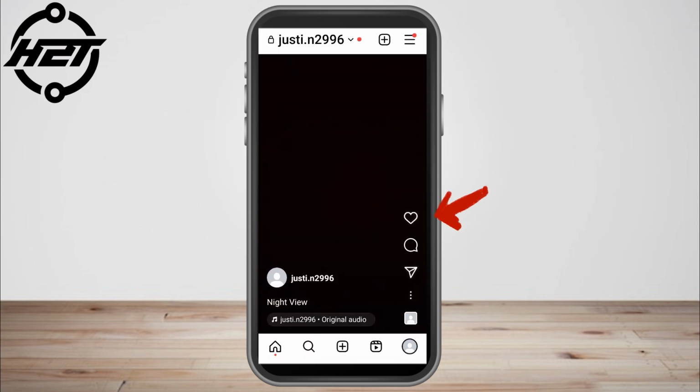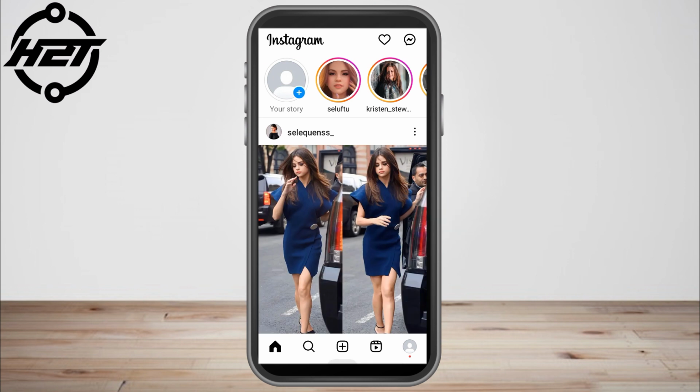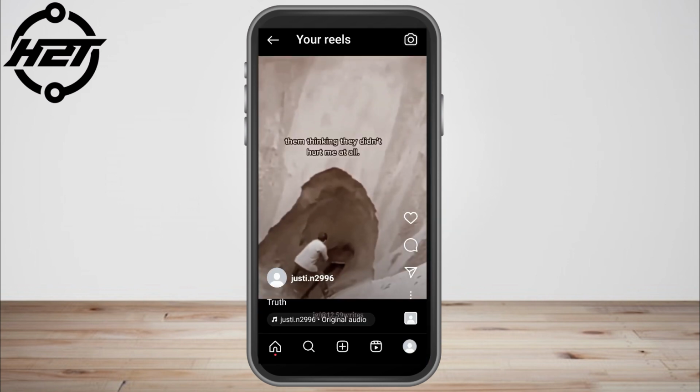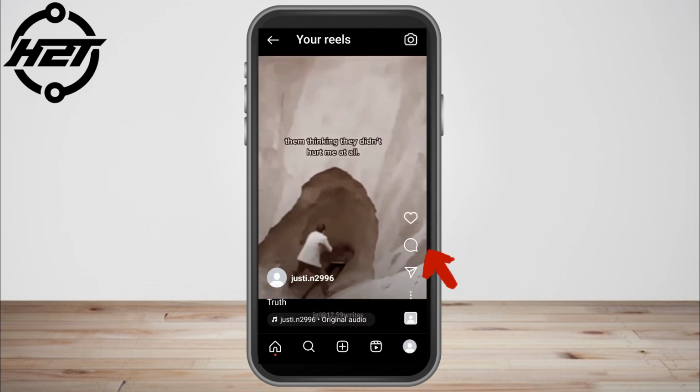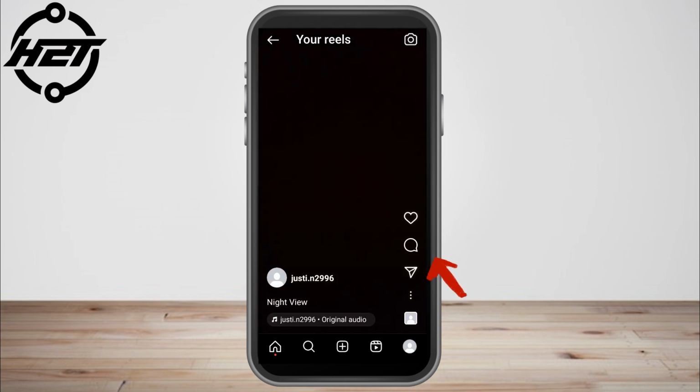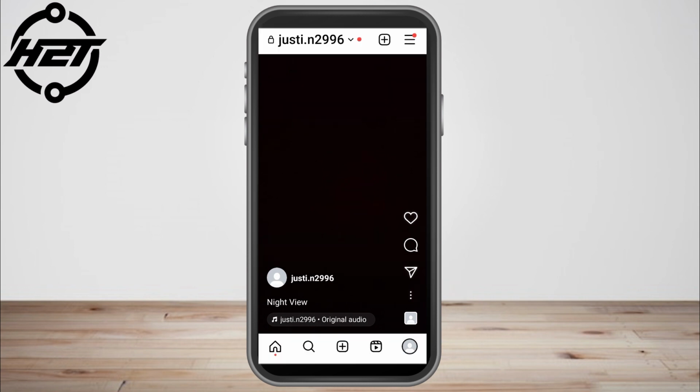Of course, they will not like it if they haven't viewed it, but it's also possible that they have liked it even if they did not watch it. The most possible way to know who viewed your Instagram video is through total likes.